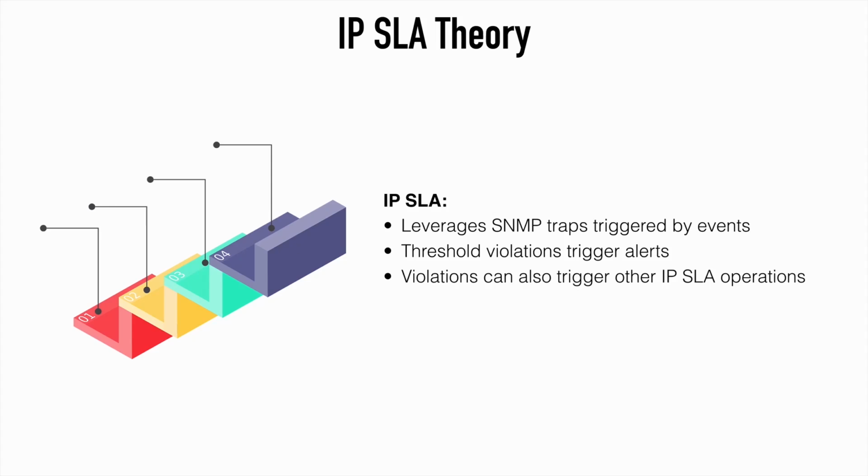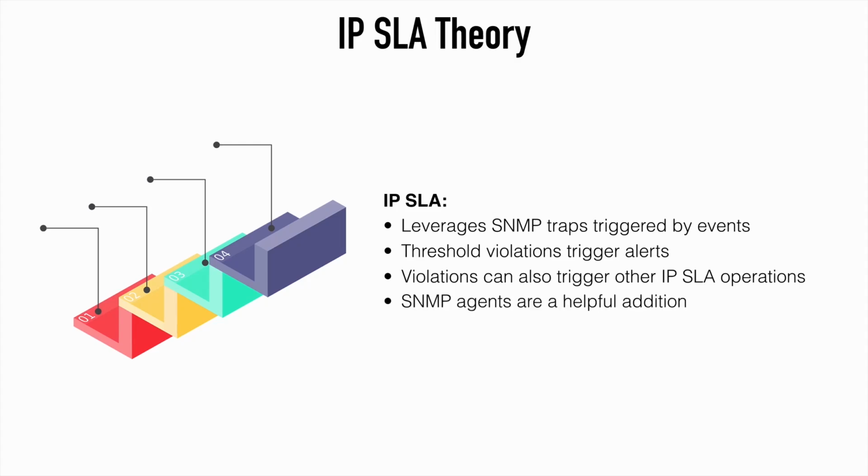Also, threshold violations can be used to trigger other IP SLA operations for subsequent testing in the event of a violation. So, for example, the frequency of the probe may be increased to ensure that the information is accurate and that it's not just an anomaly.